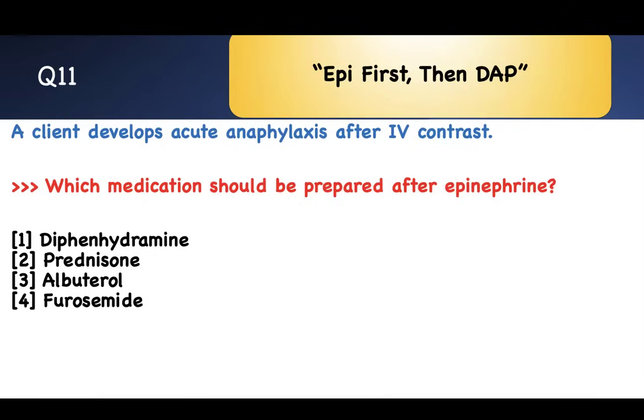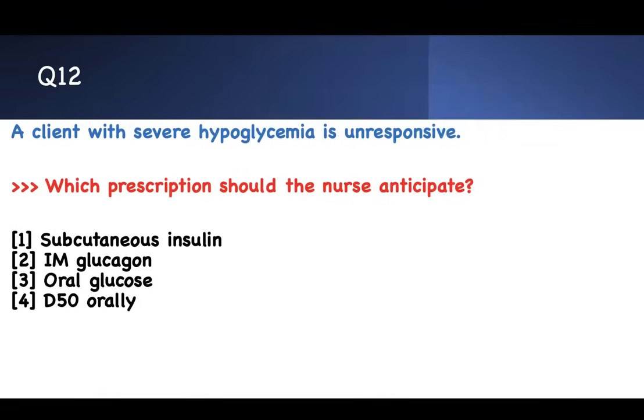Every time they give you a question on anaphylaxis, I want you to remember that you give them epi, then what? Diphenhydramine, which takes care of the allergy. Then you open the airway, which is albuterol. Then you give them the steroid to help with the systemic inflammation. This you got to know. Which prescription should the nurse anticipate? What do you think?